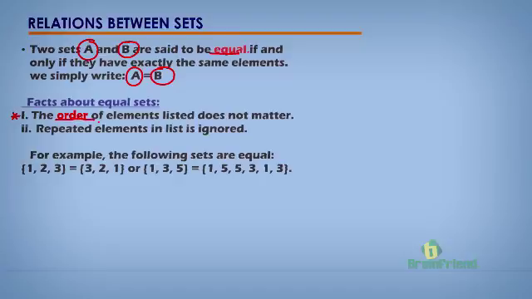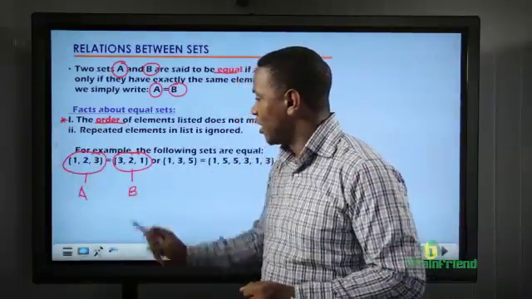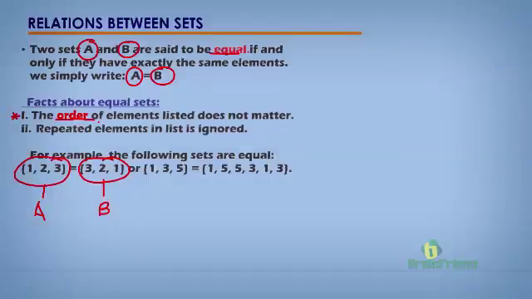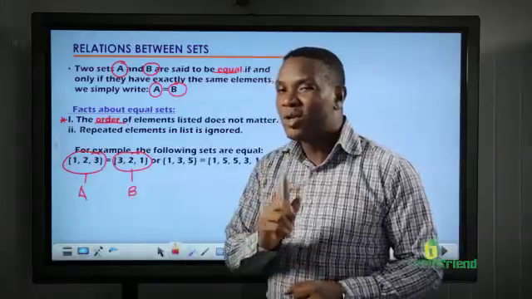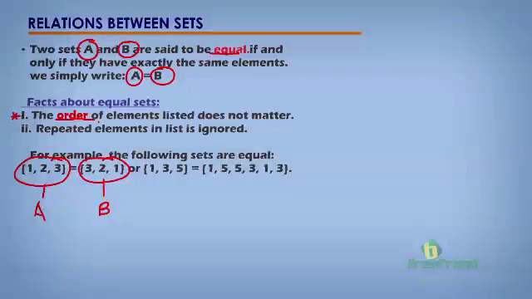Let's take, for instance, a set A that has elements 1, 2, and 3, while our set B has as its elements 3, 2, and 1. Notice that the same elements that are in A are all present in B, but they are arranged in a different manner. We say that the order of the arrangement does not matter as long as the elements are the same.